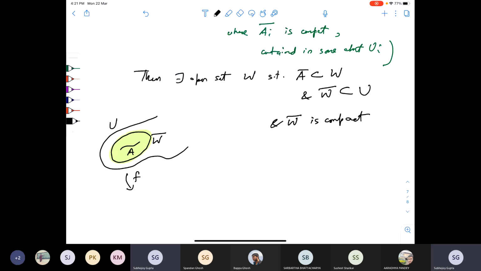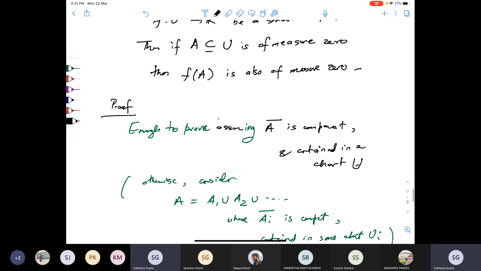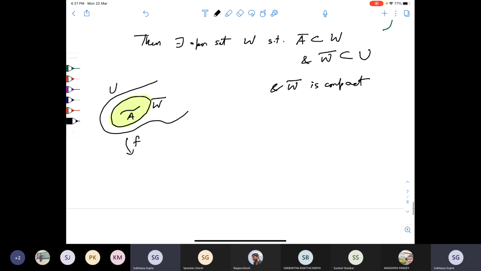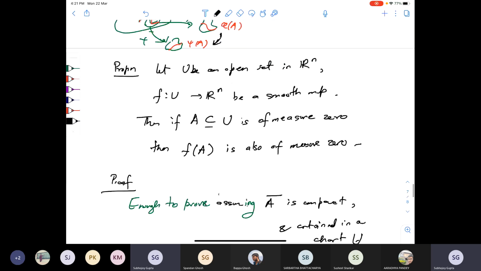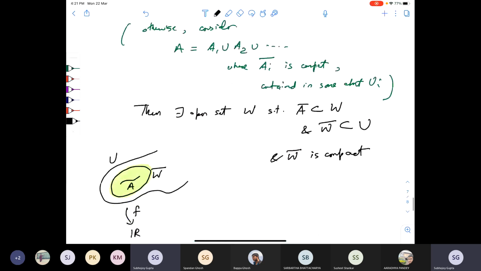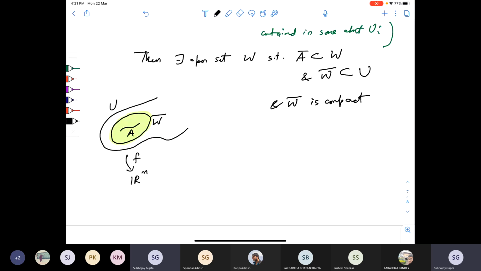So this map is taking this to Rn, right? Well, in the beginning we had assumed that we were already in Rn. But the point is that you can assume that we are in some compact subset of it. And since this W closure is compact, there exists some bound on the derivatives.